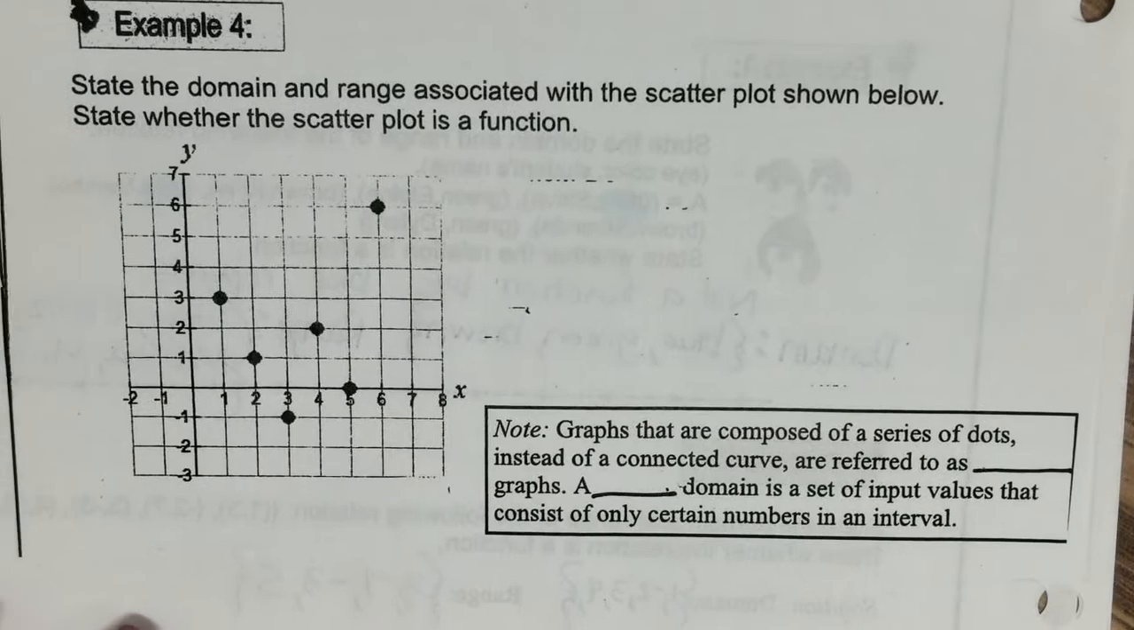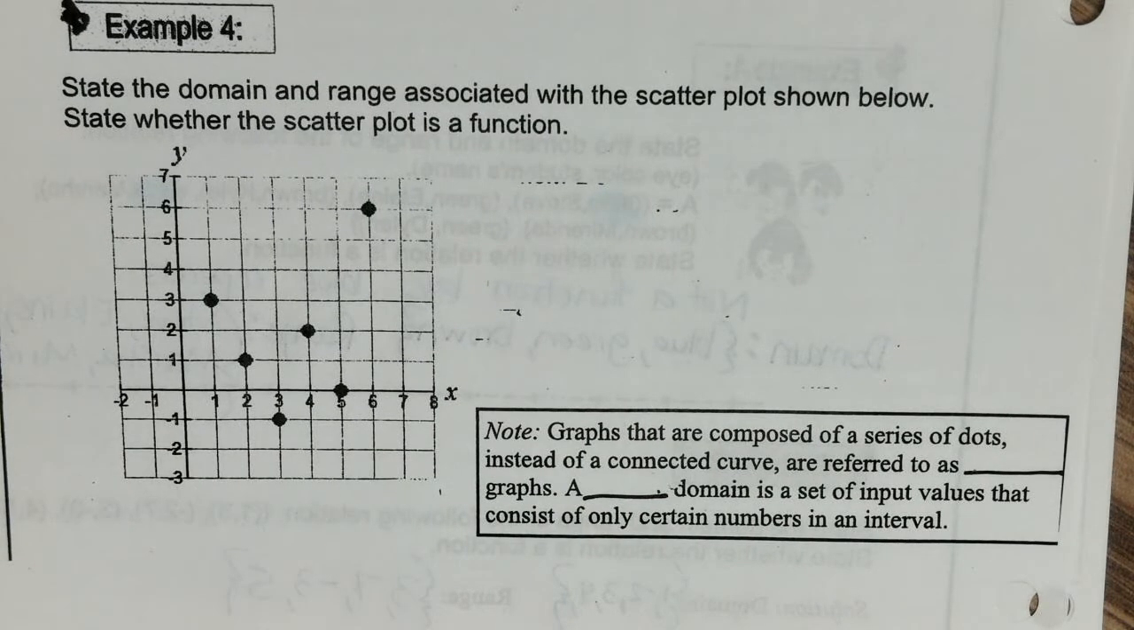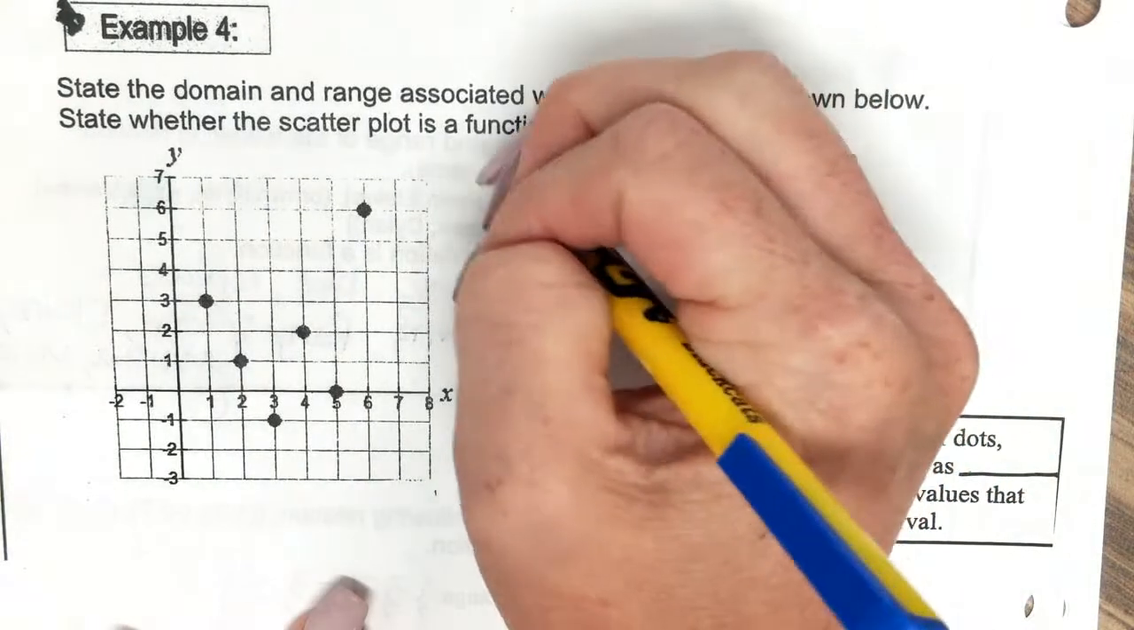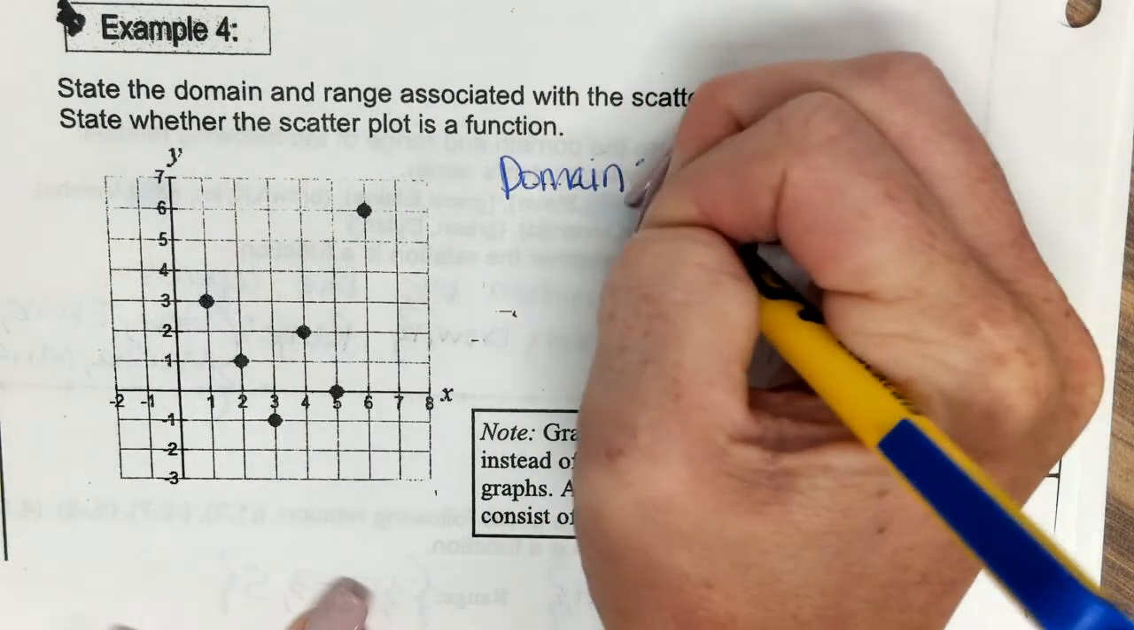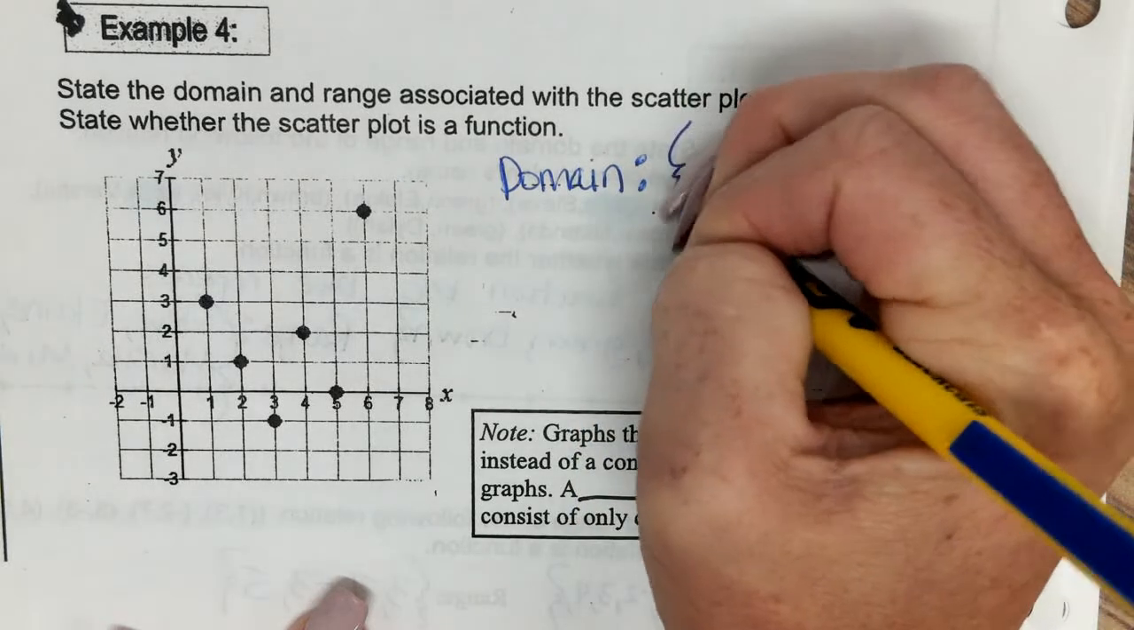Example 4. State the domain and range associated with this scatter plot. Then tell if it's a function. All right, so let's write domain. And we have to go look at all of their x values.